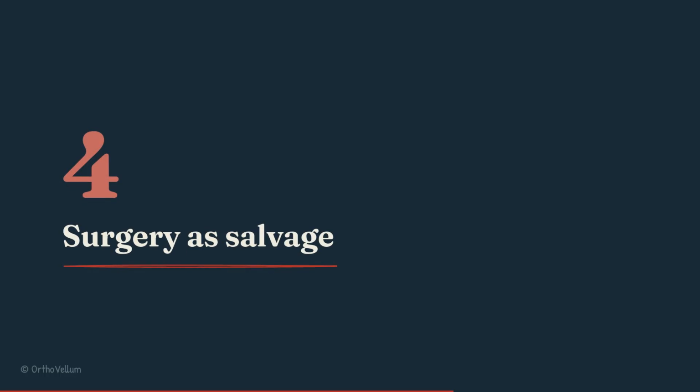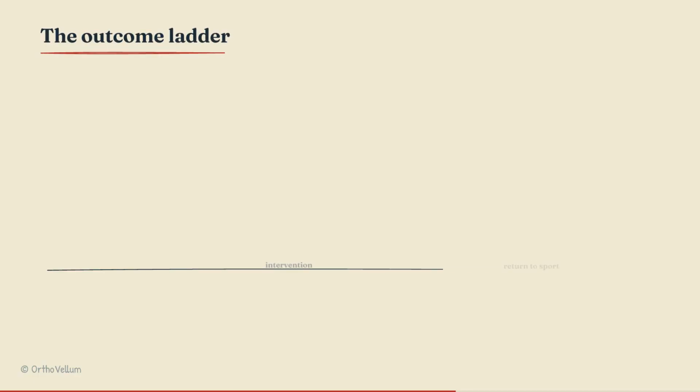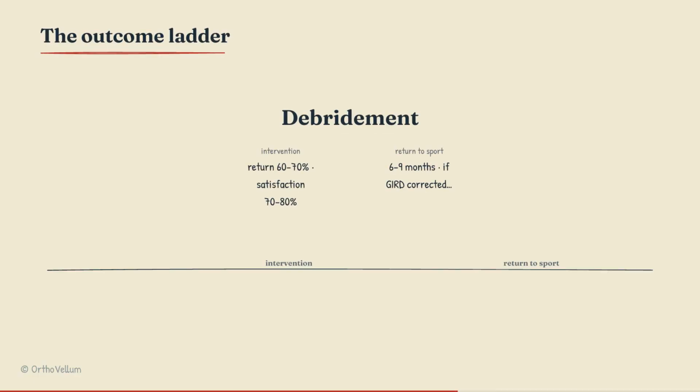Chapter 4, Surgery as Salvage. Surgery and its honest ladder. Debridement alone, remove what is painful and mechanically irritating, preserve structural integrity, returns 60 to 70% to throwing, satisfaction 70 to 80% at 6 to 9 months, provided GERD has been corrected before the operation.